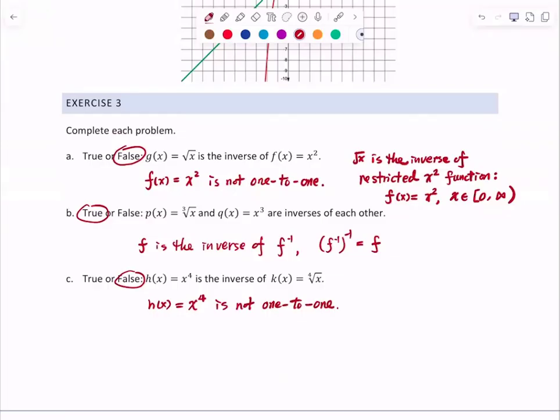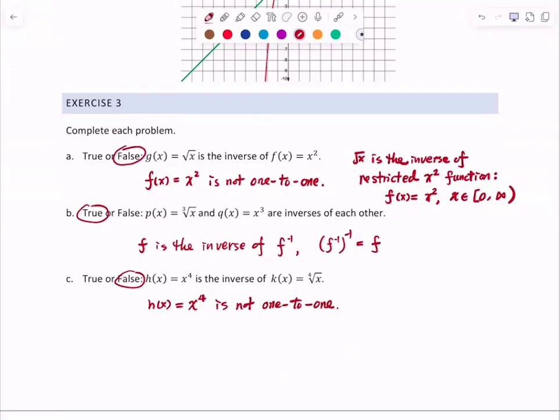Well, it says that h of x is the inverse of k of x, and k of x has the domain of negative numbers, or, I mean, not positive, right? See, again, if they're inverses of each other, both functions have to be one-to-one. So this one, we have to cut it down as well.